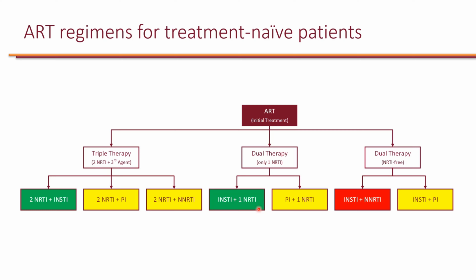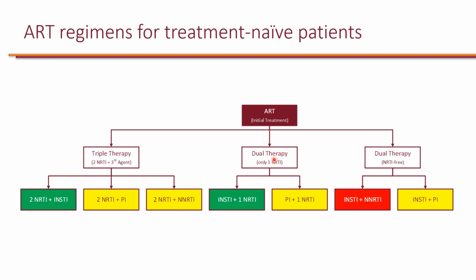Now, generally there are three different strategies for ART regimens. The historic strategy would be the triple therapy, which would include 2 NRTIs or 2 nukes as the backbone plus a third agent. And the third agent can be either an integrase inhibitor or a protease inhibitor or a non-nuke. So 2 nukes plus a non-nuke. Now, in general, the majority of integrase inhibitors are recommended first line, so that's why this one is green, and we'll talk more about specific agents shortly.